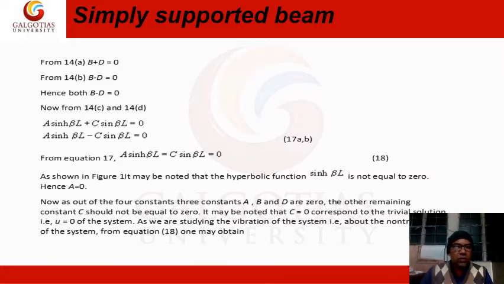Now, as out of the four constants, three constants a, b and d are 0, the other remaining constant c should not be equal to 0. It may be noted that c equal to 0 corresponds to the trivial solution, that is, u equal to 0 of the system. As we are studying the vibration of the system, that is about the non-trivial solution of the system. Hence from equation 18, one may find one solution at least.